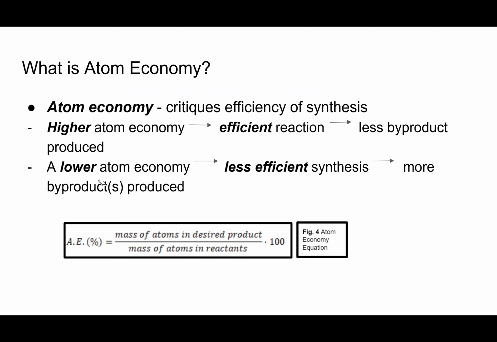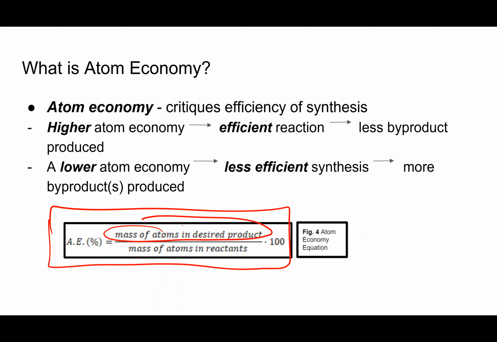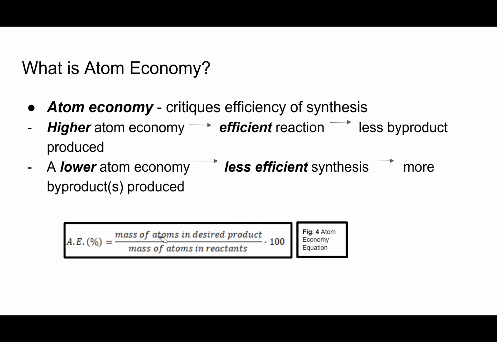So higher atom economy means a more efficient reaction because less byproduct is produced. And below is the equation for it. So this means that if the numerator is larger, then more of the atoms from the reagents go into making the product. So that is why a higher atom economy is more efficient.